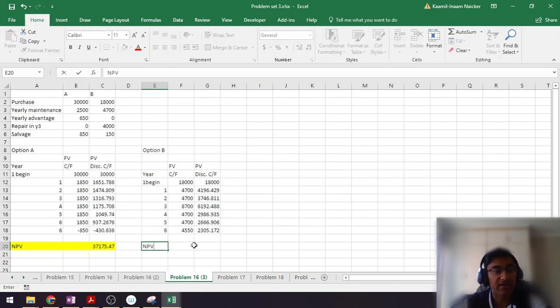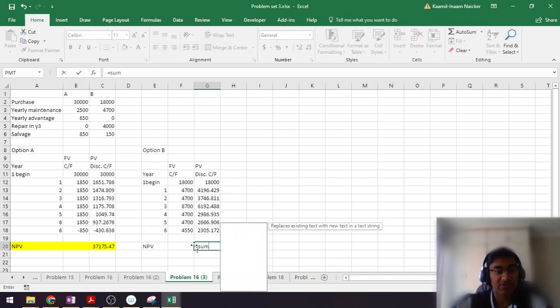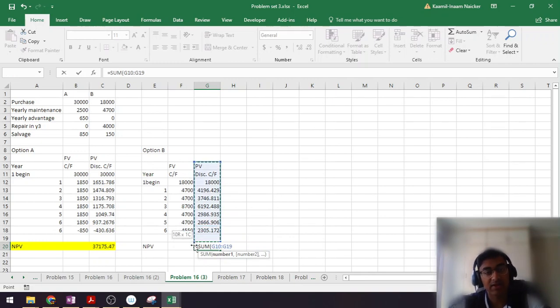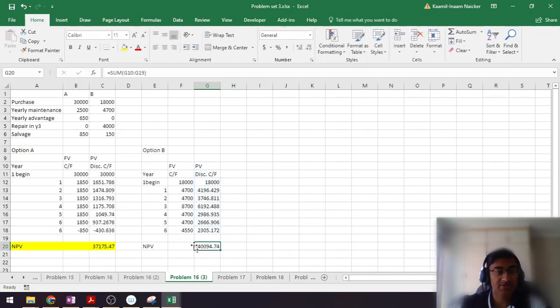And now I can calculate the net present value. So the net present value is equal to the sum of everything, of all the present values, okay? Net present value, sum of all the present values. And you can see we get 40,000 rand. So in total, all the payments that I make over the next 6 years, if you bring them to the present, discounting them, you would have paid 40,000 rands in today's money for option B. But for option A, you would have only paid 37,000 rands.